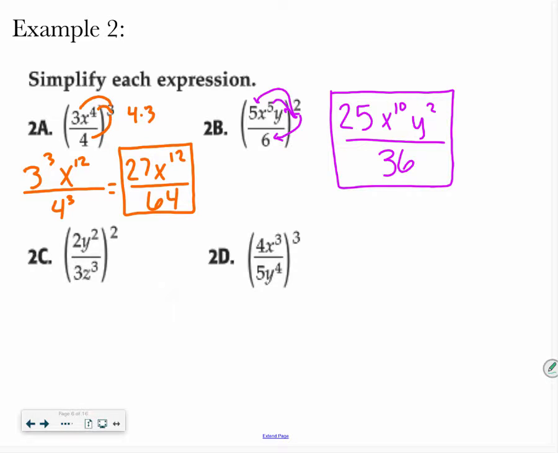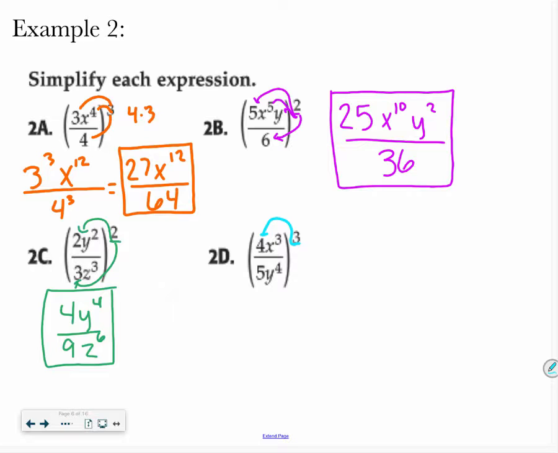Moving on to 2c, I have a squared again. I have to apply it. So 2 squared gives me 4. Y squared squared is y to the 4th, 2 times 2. Then I have 3 squared, which is 9. Z to the 3rd squared becomes z to the 6th, because power to power, remember from yesterday, you multiply that number.